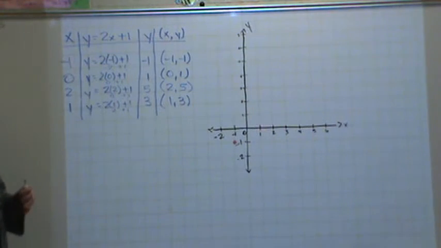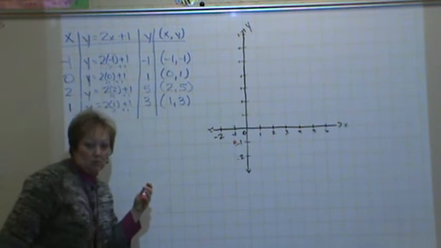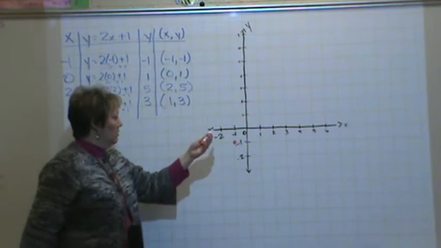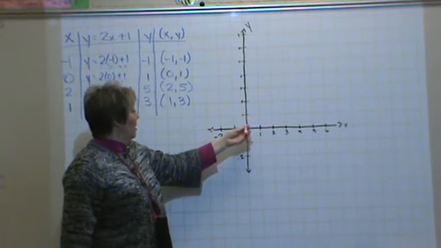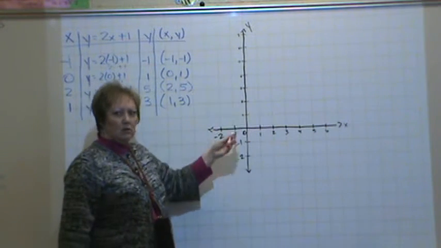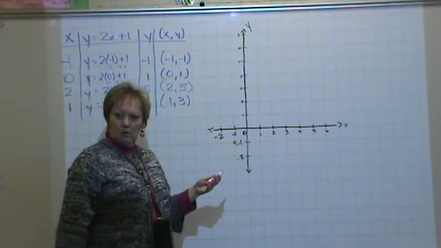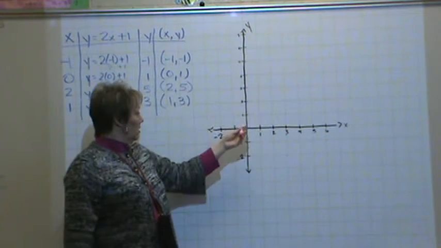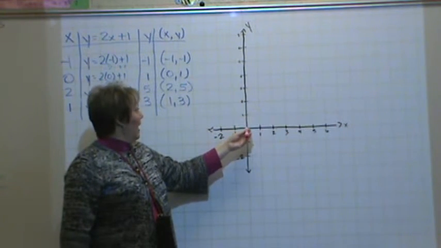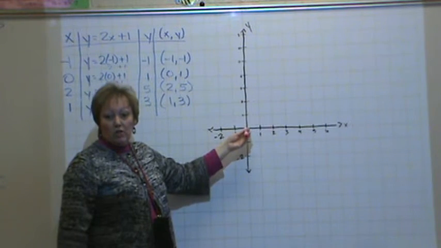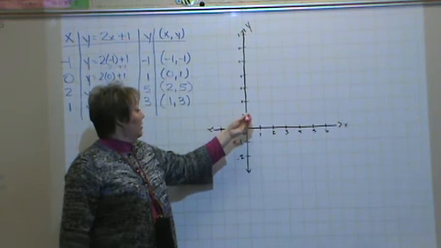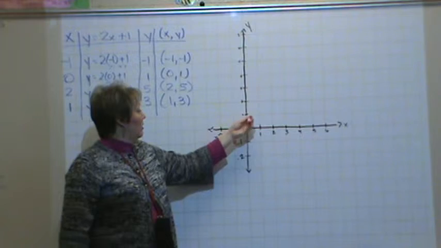So what about the next ordered pair? Go right one. No, you go up. Not up, over. Wait, I'm stupid. I go to the origin, I do not move left or right, but I do go up to 1, which is right here.